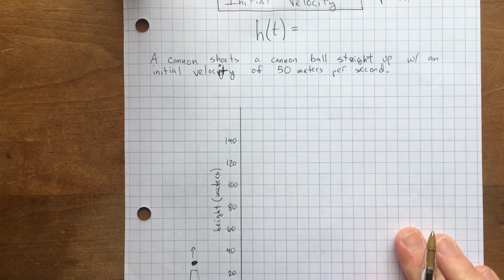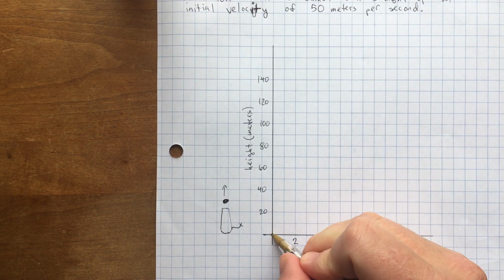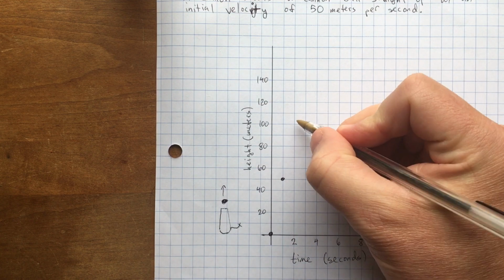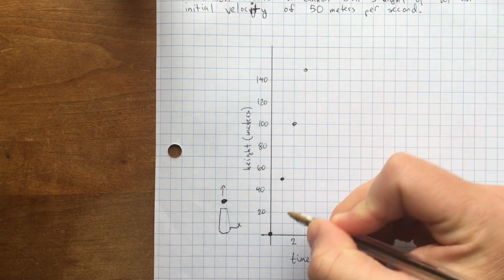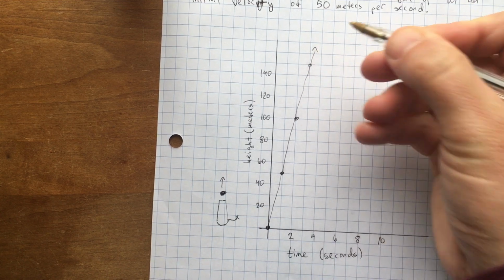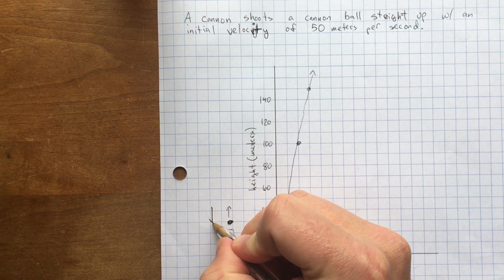And if we thought about what this would look like in space, or if there was no gravity, that means that after 0 seconds it would be at 0 meters, and after 1 second it would be at 50 meters, and 2 seconds 100, and then 150. In other words, it would be linear because the cannonball would just keep going up. It would never stop. But of course we have gravity that's pushing down at the same time.